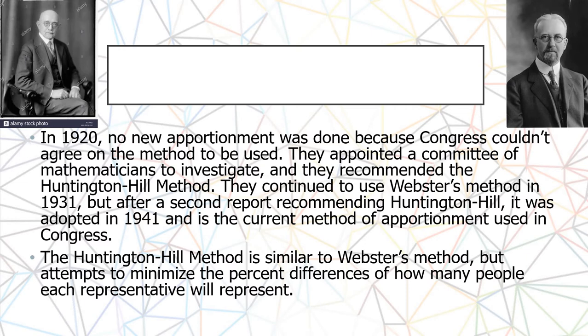So they continued to use Webster's method in 1931, but after a second report recommending Huntington-Hill, it was adopted in 1941. So currently, it's the method being used in the U.S. Congress. I'm not so sure what the Philippine Congress is using, but we can investigate further on that. The Huntington-Hill method is similar to Webster's method, but attempts to minimize the percent differences of how many people each representative will represent.